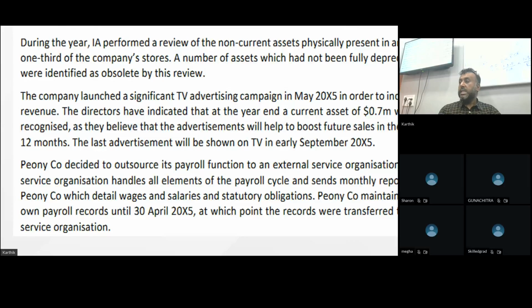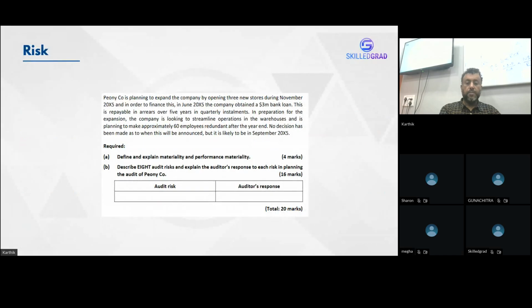Are you able to understand the case study? Everyone understands? The last page. Okay. So, friends, are you able to understand the case study?